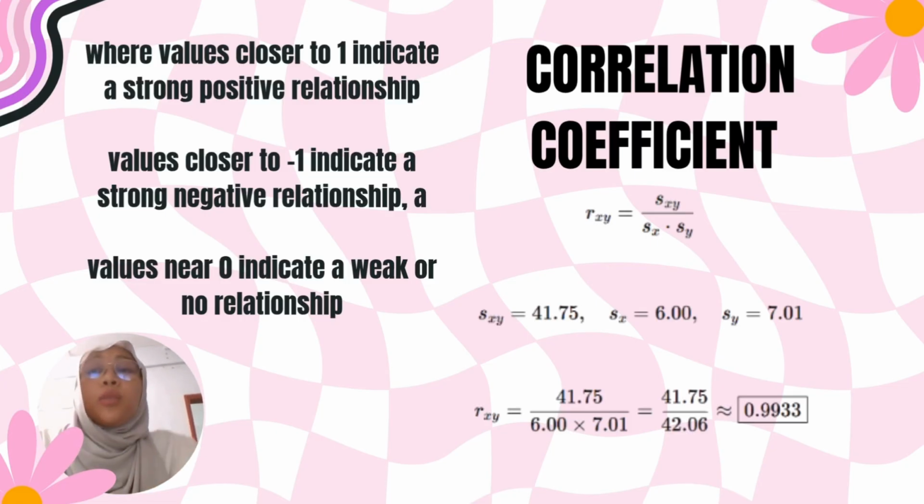So you have to plug all the values into the formula. You can find the correlation coefficient is approximately 0.9933. This value is very close to 1, which indicates a very strong positive linear relationship between the two variables.